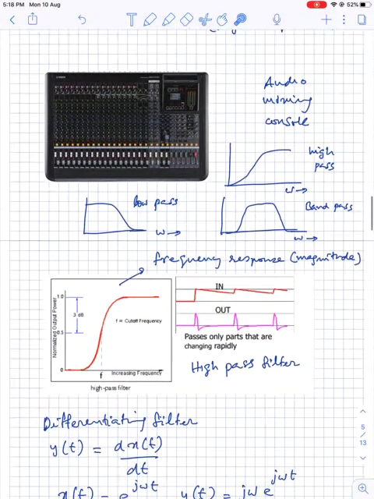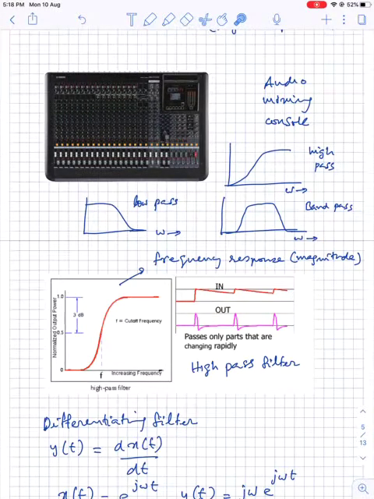So this is an example of the frequency response of a high pass filter. You can see that the low frequency regions are attenuated and the high frequency regions are boosted up. So if an input like this is given, you get an output like this, where only the high frequency parts are transmitted.